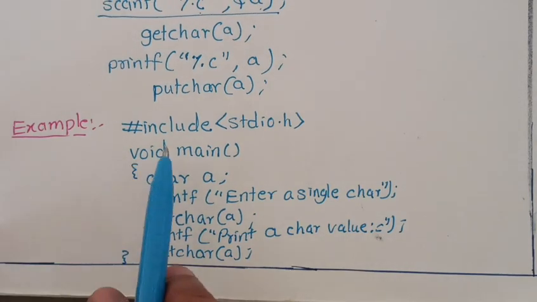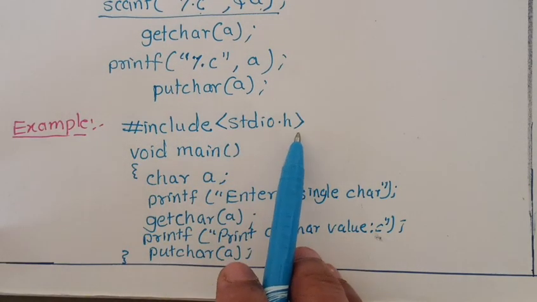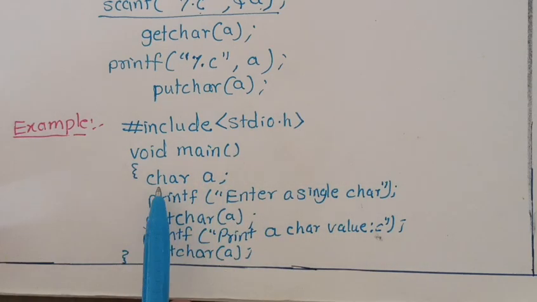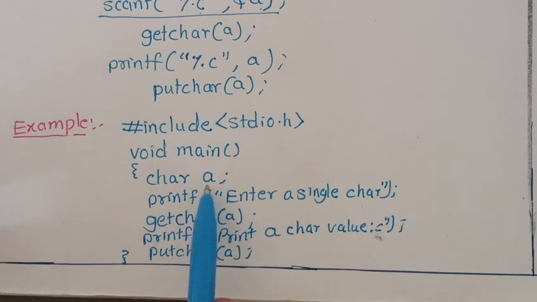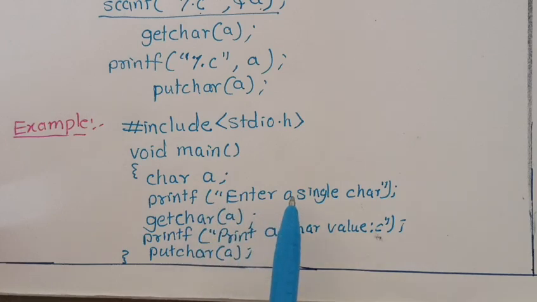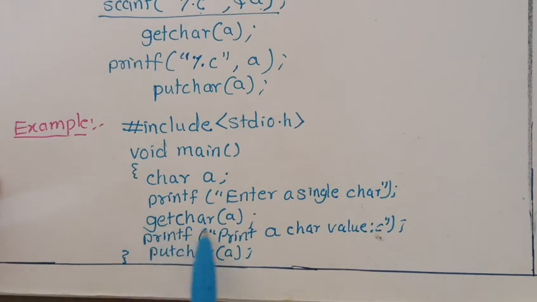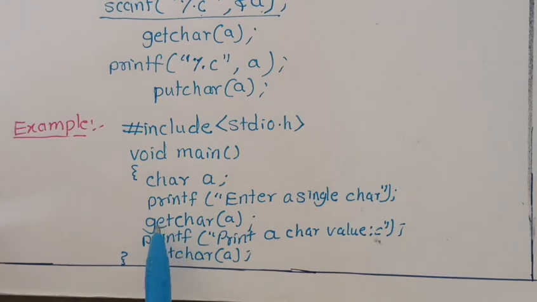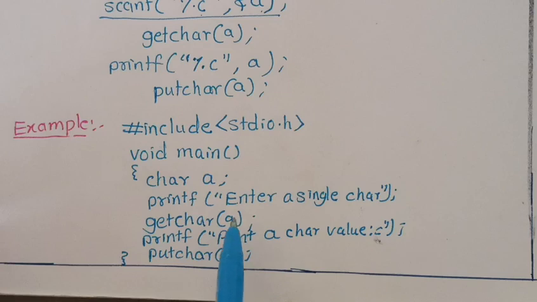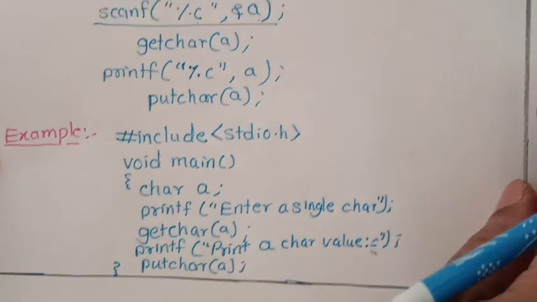Here you can see a simple example. We include the stdio.h header file, then the main function. Here we declare one character type variable, a. After that we give a message, enter a single character. You can give any message here. Then, to read the variable, we use the getchar function, and write the variable inside it. So we are reading the value of a. Next, printf prints a char value. Again we print the sentence and then print the value of a with putchar.